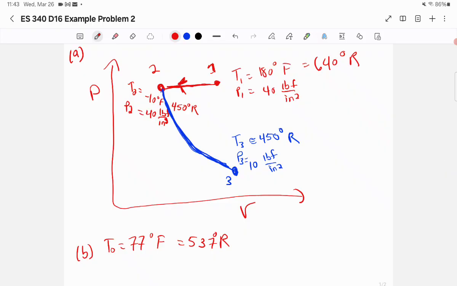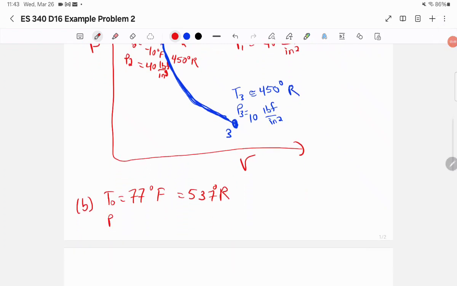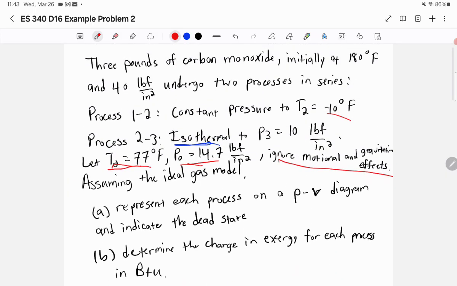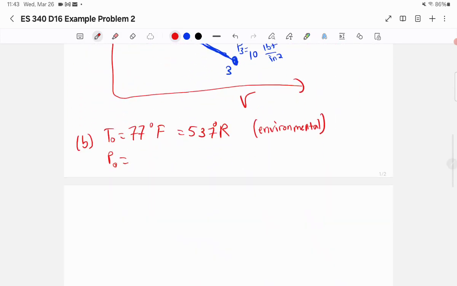So this is what our environmental temperature is, right? Remember, for the exergy, we have to have environmental values in order to figure out what the exergy is. So we have to compare it to the environment. And the environmental pressure is equal to 14.7 pound-force per inch squared.